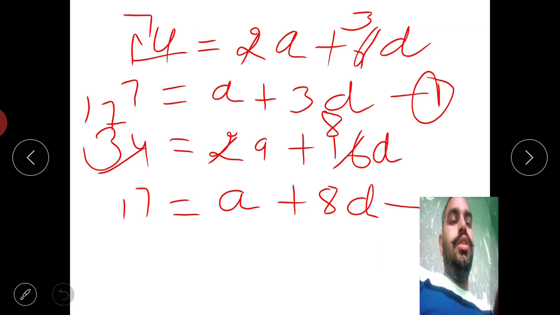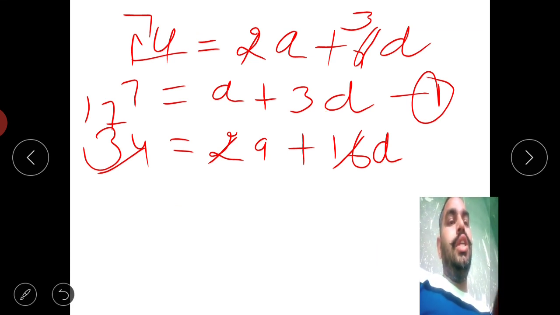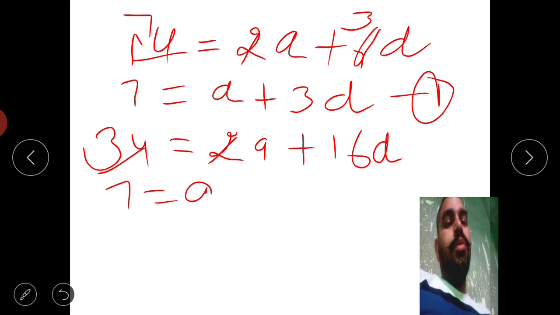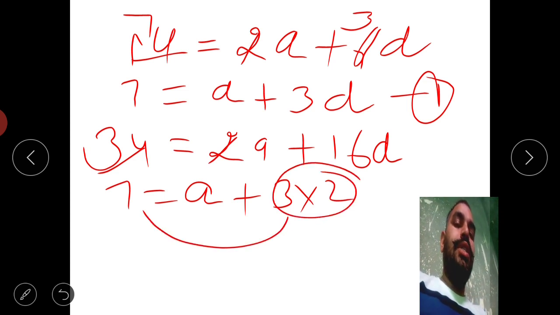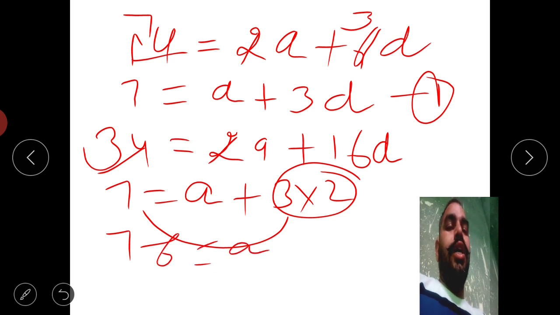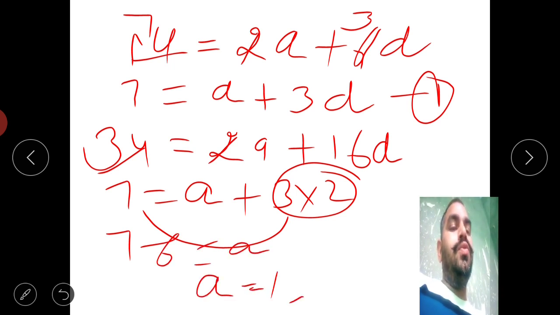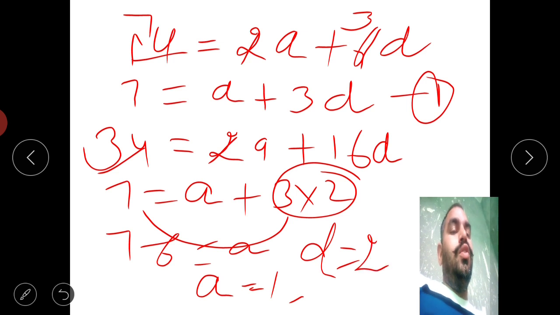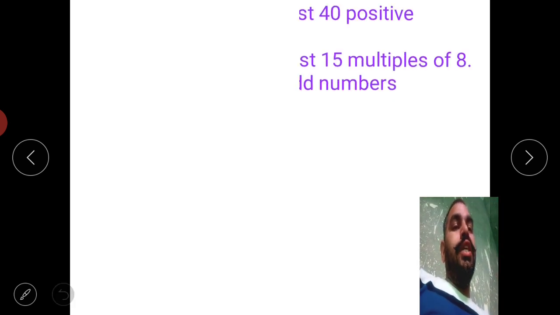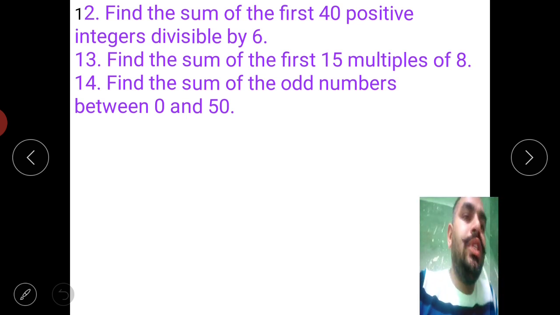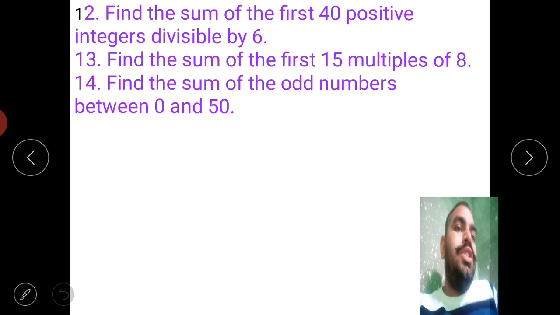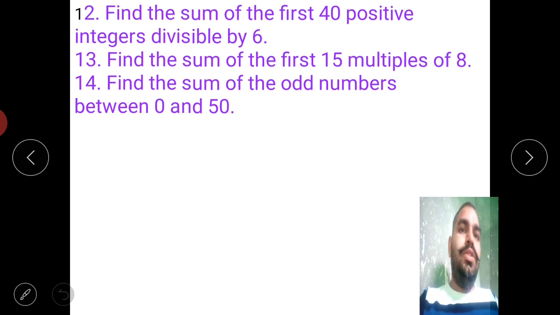For example, if d is equal to 2, are you able to put it in equation number 1? So equation number 1: 7 is equal to a plus 3 into 2, that equals 6, and you transpose from this side, 7 minus 6 is equal to a, so a is equal to 1. So a is 1, d is equal to 2. Find the Sn. Are you able to find the Sn? Yes. So the next question, similar questions are there.